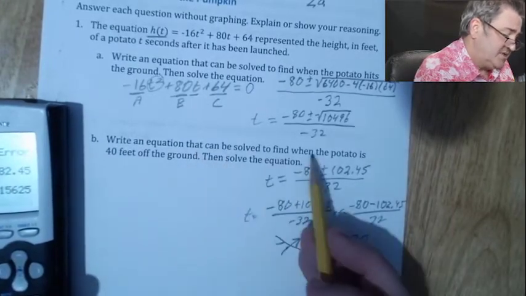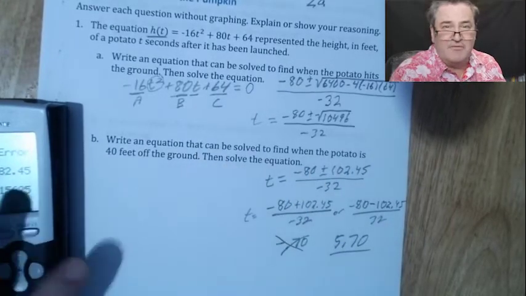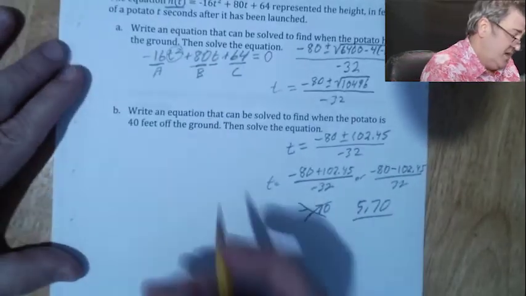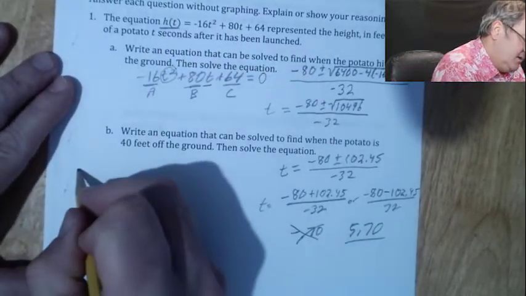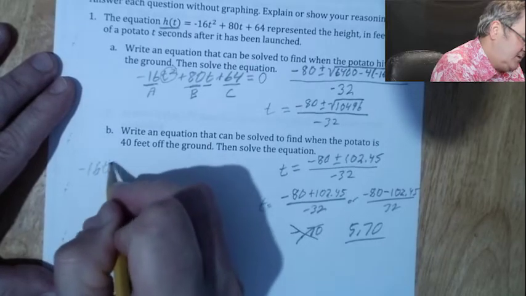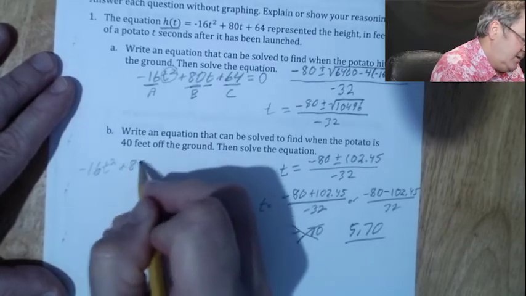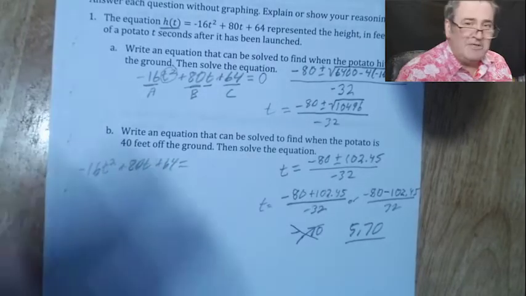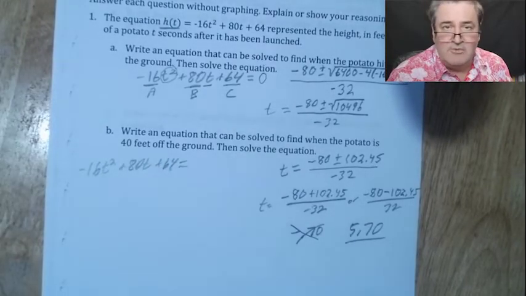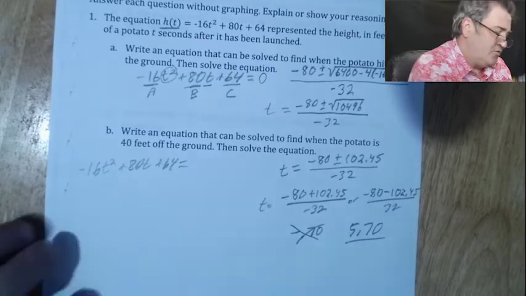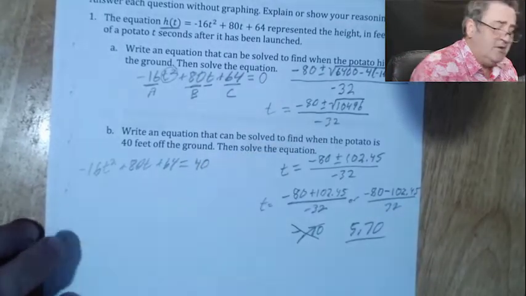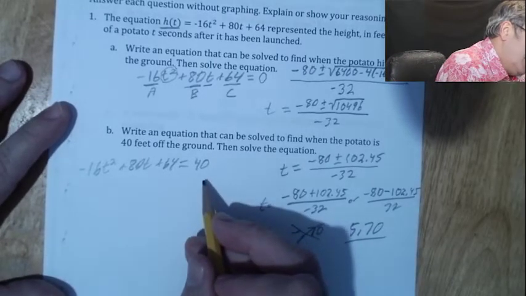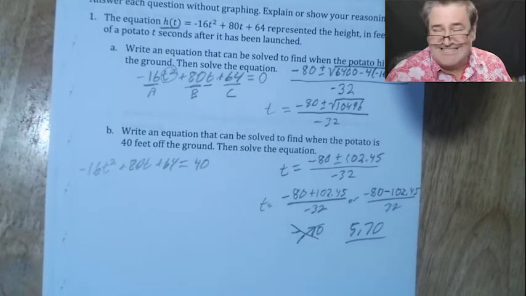Write an equation that can be solved to find when the potato is 40 feet off the ground. That shouldn't be any harder than what we just did. We take the same equation, negative 16t squared plus 80t plus 64. But we don't want to set it equal to 0. We don't want to know when it's mashed potatoes. We want to know when it's 40 feet off the ground. So when is that height equal to 40? When's it 40? So we're going to do the same thing. And we're ready for the quadratic formula.